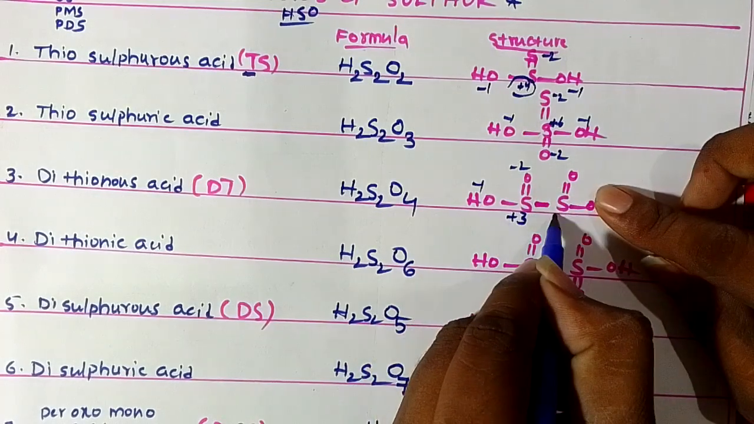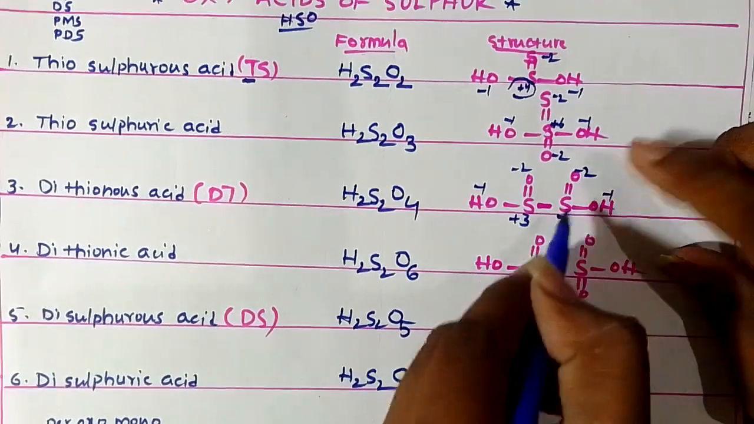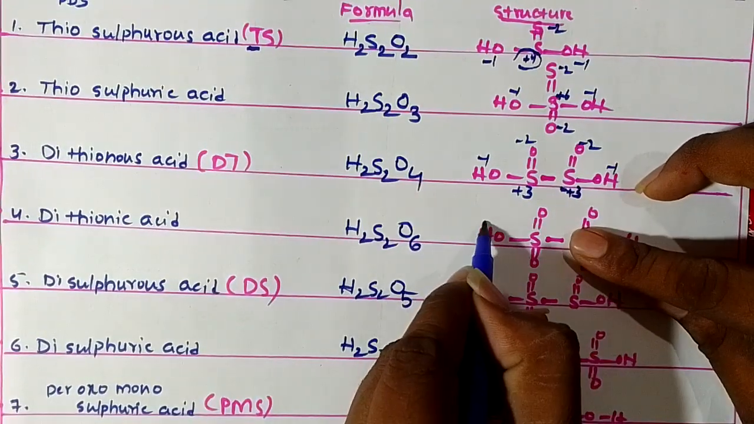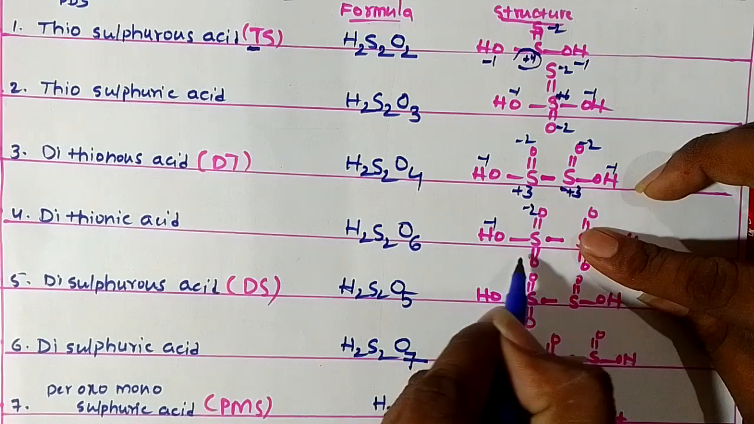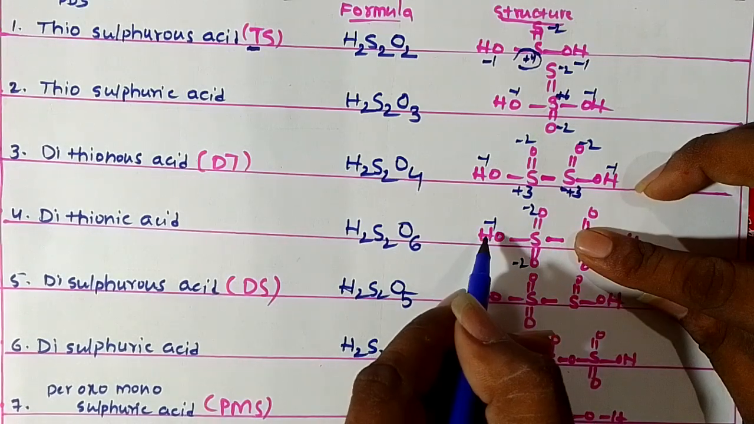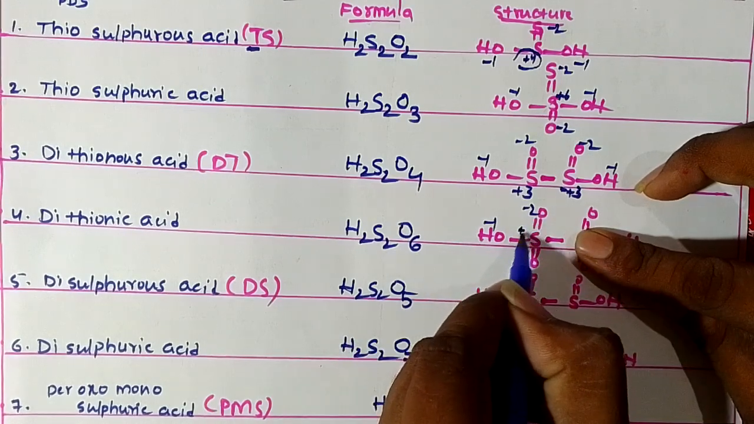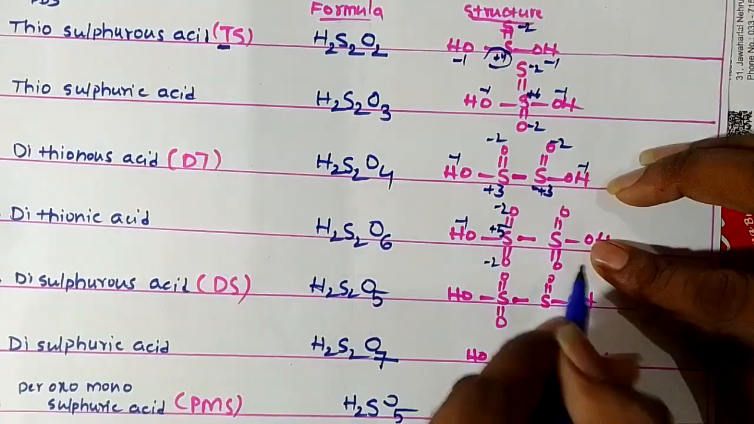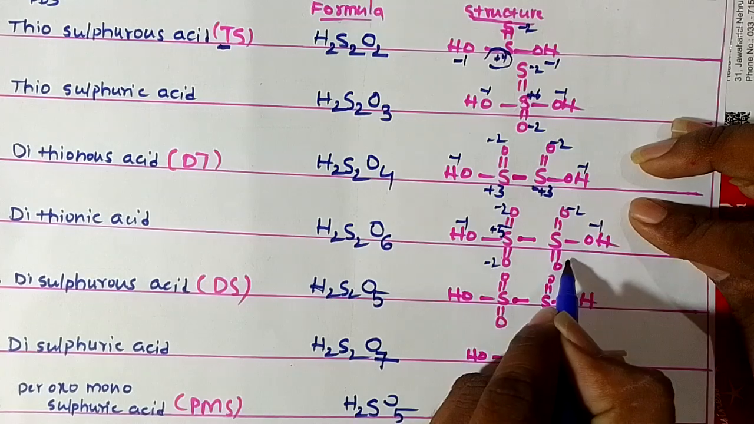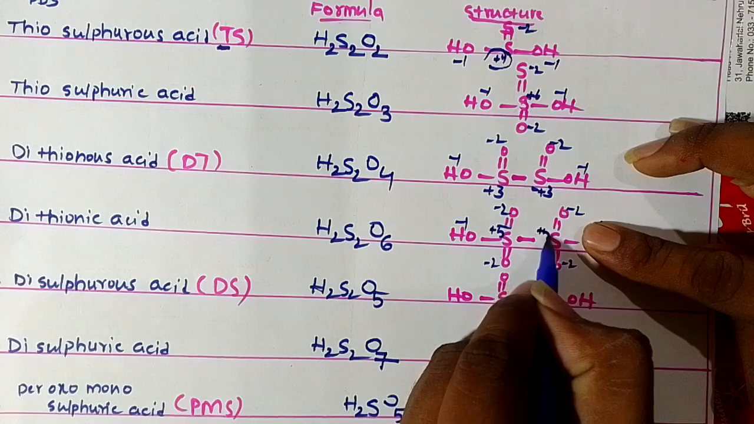So for this sulfur atom, double bond O -2, hydroxide -1, total is -3. So the oxidation state is +3. Now coming to this sulfur atom, hydroxide -1, double bond O always -2, double bond O always -2. So the total is -1, -2, -3, -5. So the oxidation state is +5. Coming to this sulfur atom, double bond O -2, hydroxide -1, double bond O -2, the total is -5. So the oxidation state is +5.